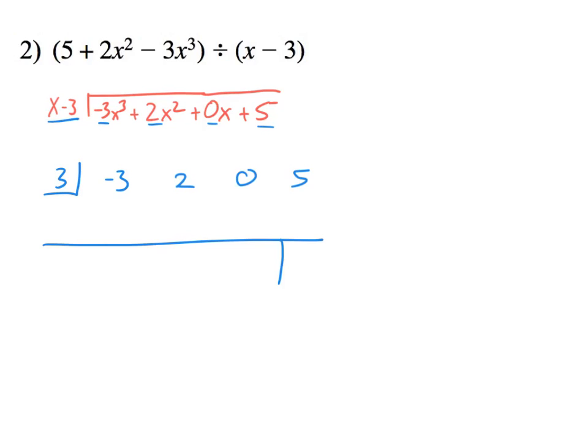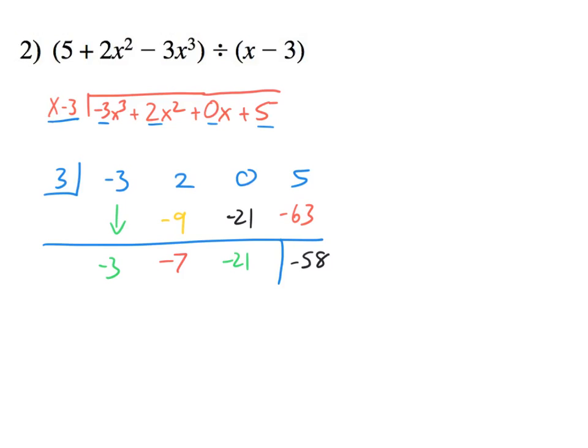So with synthetic, we're just going to bring down this negative 3, and then we multiply this times this. That gives us a negative 9. And then we're going to add down. When we add directly down, we get negative 7. Now we're going to multiply these two again. When we multiply those two, we get negative 21. And then we add down, and that gives us negative 21. So now we're going to multiply 3 times negative 21. So it gets a little long, but 3 times negative 21 is negative 63. And then we add down. When we add down there, we get negative 58.